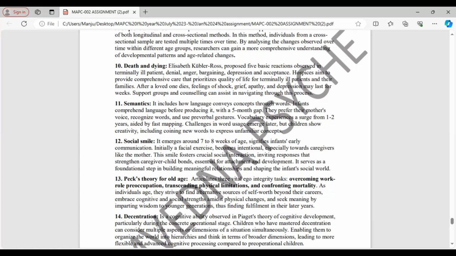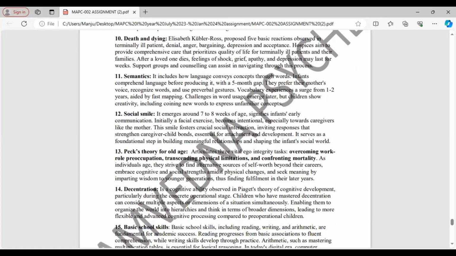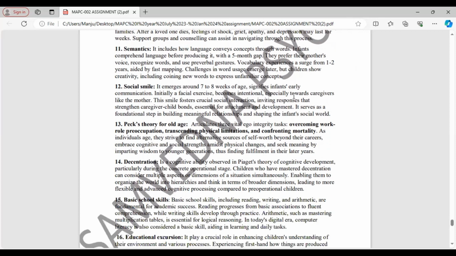Question 13, Peck's theory for old age. It articulates three vital ego integration tasks: overcoming work role preoccupation, transcending physical limitations, and confronting mortality. As individuals age, they strive to find alternative sources of self worth beyond their careers. They embrace cognitive and social strengths amidst physical changes and seek meaning by imparting wisdom to the younger generation, thus finding fulfillment in their later years.